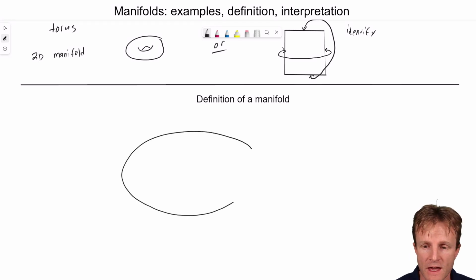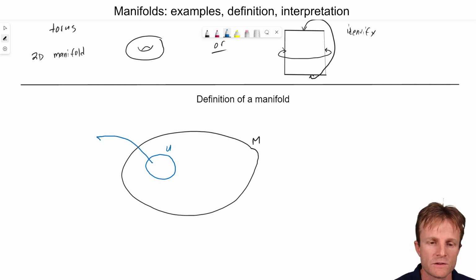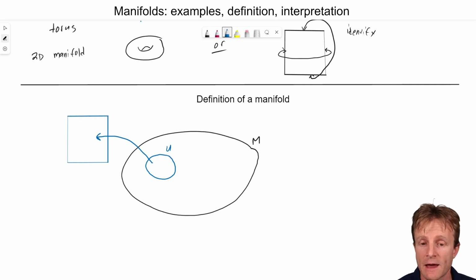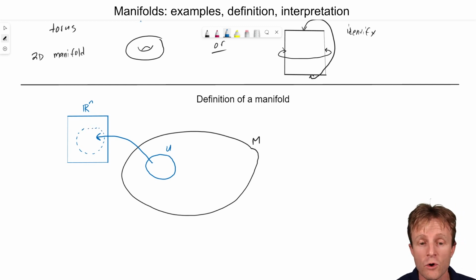Well, if we have a set M, and it's supposed to look locally like Rn, then in the region, call it U, where we're talking about the locally looking like Rn, we ought to be able to map it to Rn. And so we're going to imagine that we have a map from U to some part of Rn, and I'm going to draw that part of Rn with a dotted line because we're going to demand that it is an open set of Rn. And the map is going to be called phi.